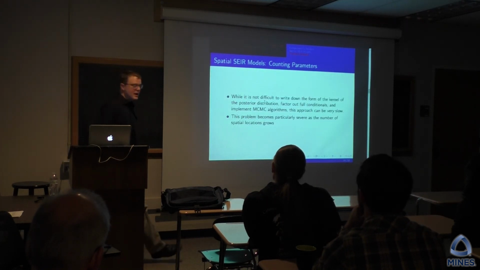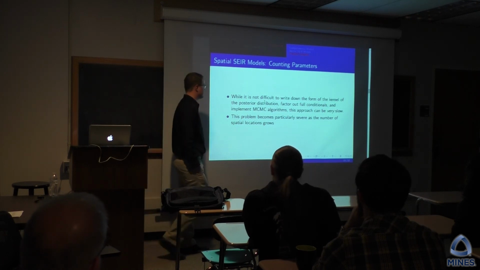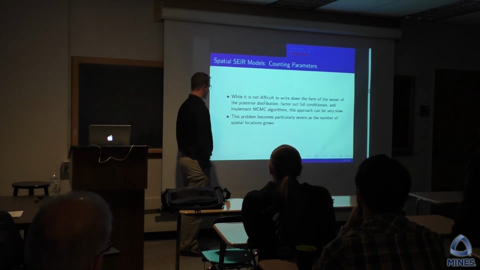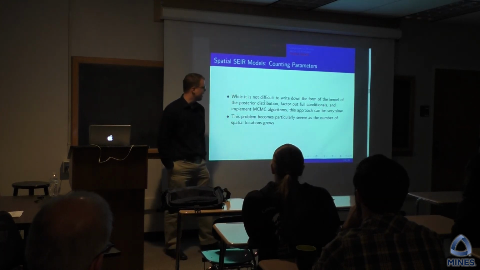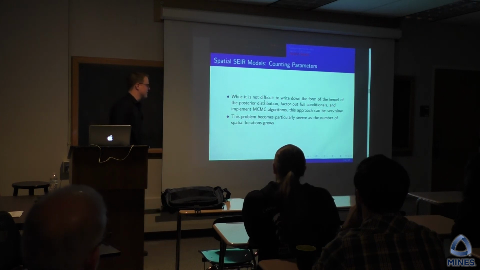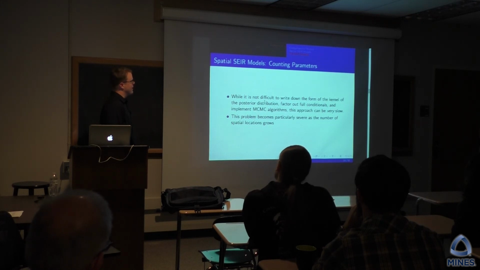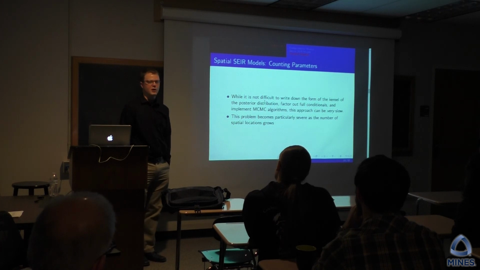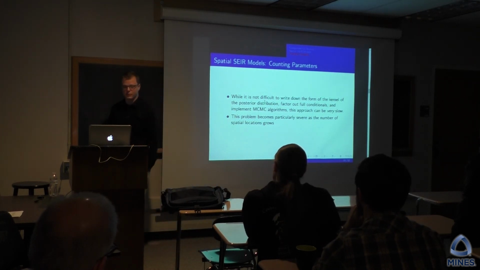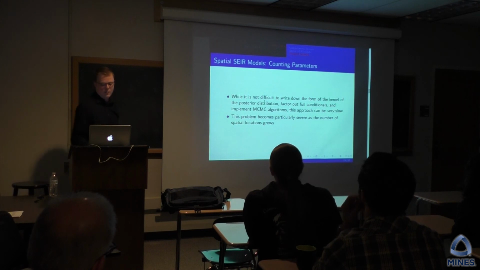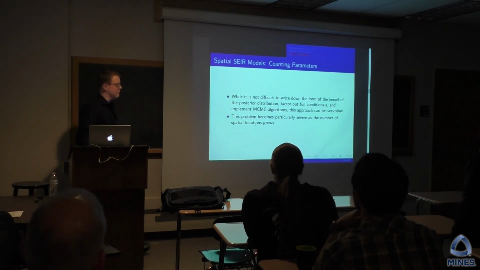Okay, so again, it's not difficult to write down the form of the kernel of the posterior distribution, very easy to do. Factor out full conditionals and implement a kind of naive MCMC algorithm. That's very straightforward to do, and that's in fact where I started working with these models. I spent a lot of time writing down as fast of an MCMC algorithm as I could, and really couldn't fit problems with greater than 5 or 10 spatial locations. And even then I'd be waiting for quite a long time, after quite a bit of work trying to make reasonable, intelligent proposal distributions for that MCMC sampler. They just perform very poorly as your dimension increases. And this becomes particularly severe when you have lots of spatial locations.